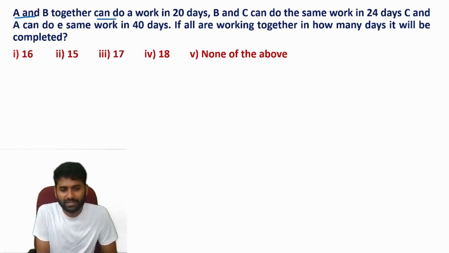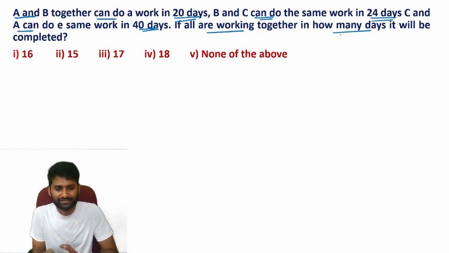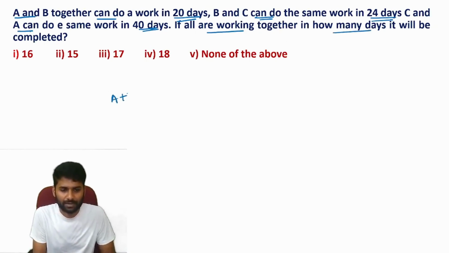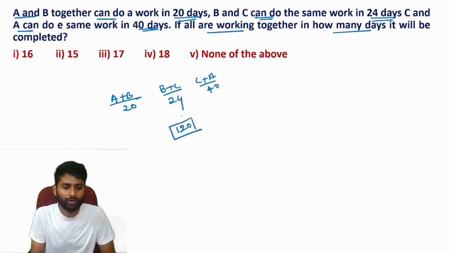A and B together can do the work in 20 days. B and C can do the same work in 24 days. C and A together can do it in 40 days. If all work together, in how many days will it be completed? AB 20, BC 24, and CA 40. Now you will get 120 as the common multiple of all these numbers. BC efficiency 5 units, CA efficiency 3 units, AB efficiency 6 units.